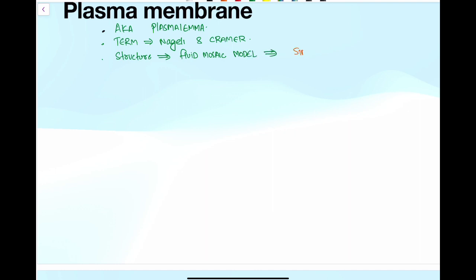So plasma membrane. What is the first important point that can be asked? It is also called plasma lemma. This is the first point that you can be asked. Now important, the term was given by Nageli and Kramer. Nageli and Kramer gave the term. And its structure was explained by the fluid mosaic model, which was given by Singer and Nicolson. Very important. In 1972. This is also important.